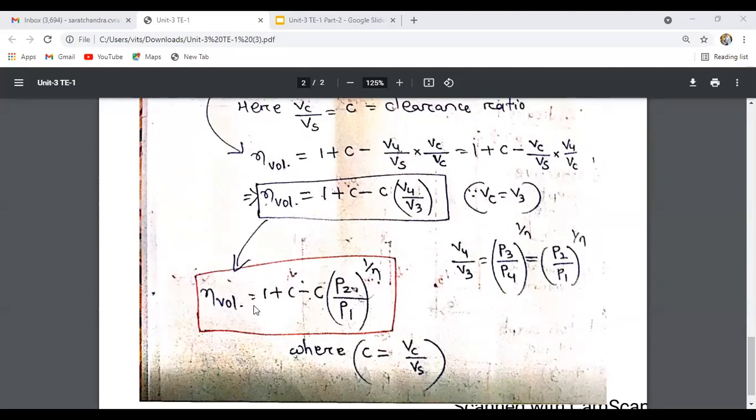Volumetric efficiency equals 1 plus C minus C times (P2 by P1) to the power 1 by N. What is this C? C is called VC by VS. Okay, right. So in this way we have done one small derivation, and now related to that derivation, we are going to solve a question.